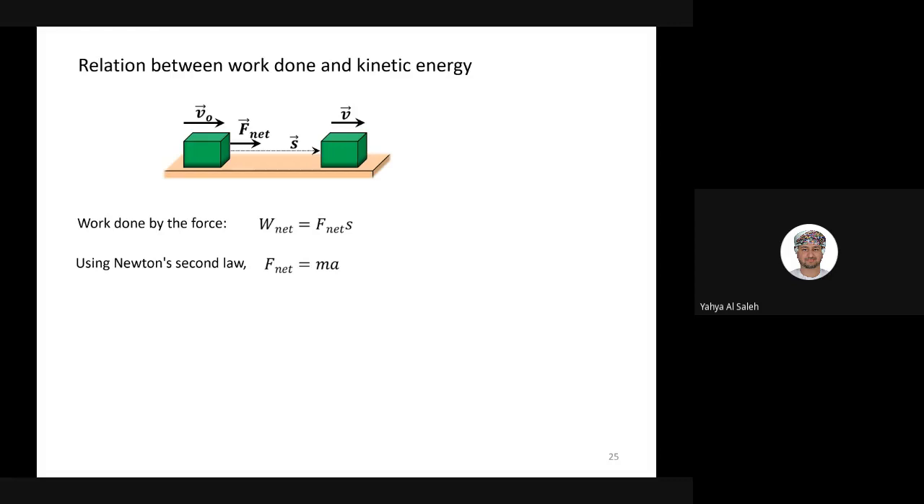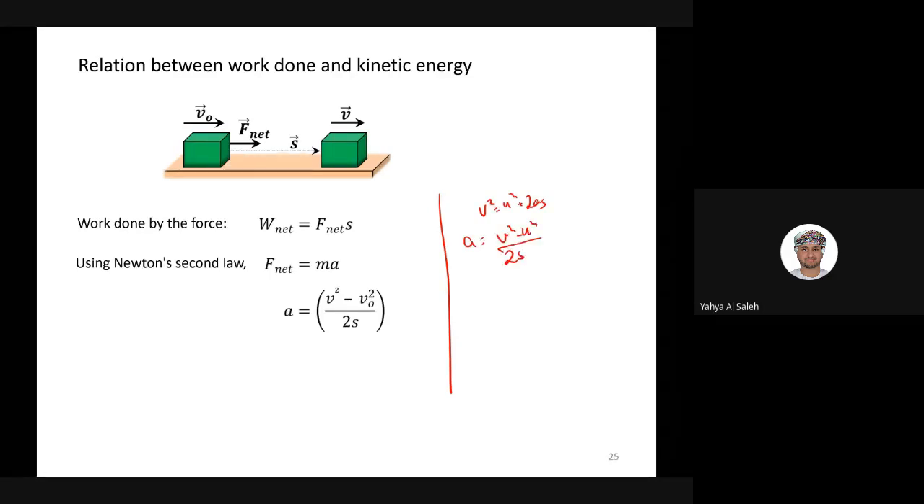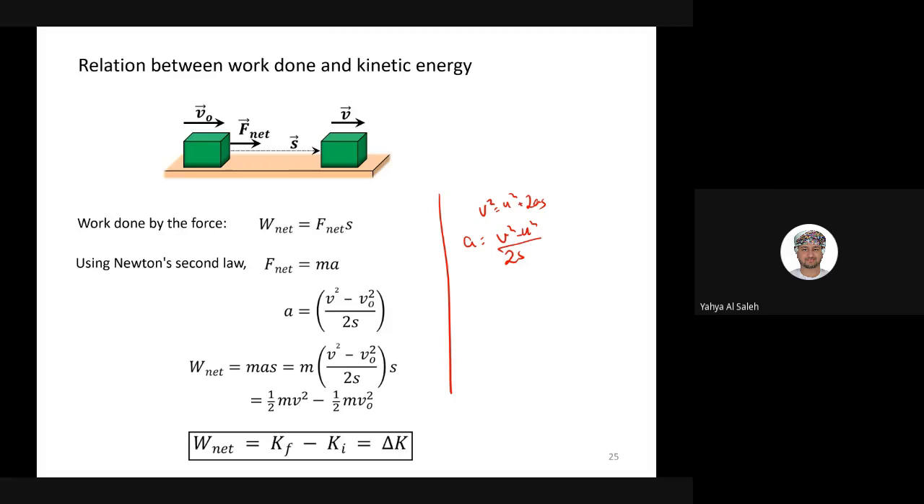We know from Newton's second law that F equals ma. What is a? Now, for moving something, we have v squared equals u squared plus 2as, which means a equals (v squared minus u squared) divided by 2s. So we can substitute. W equals Fs, F equals ma, a equals that thing. And when we substitute the whole thing, we end up with net work equal to half m v final squared minus half m v initial squared.